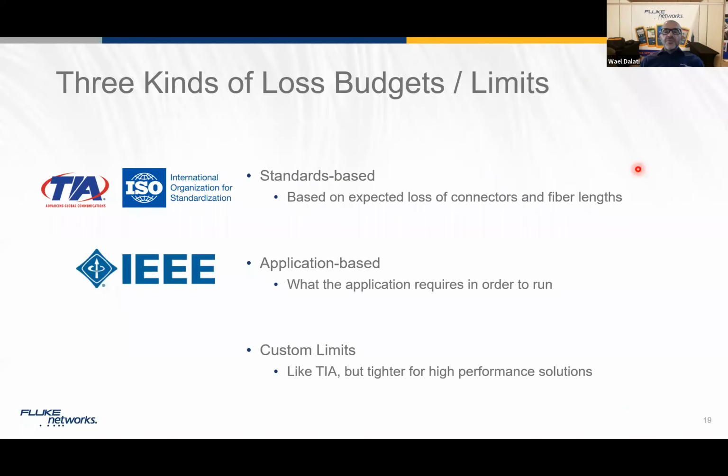So the three types of limits that we observe in the market today are the international standards, which are the TIA or ISO limits, working on the number of connectors and the fiber length, while the IEEE, which is an application standard, focuses more on what I need to run the application: how many dB do I need to run my application? And the last one is the custom limit, as we said in the previous slide, a mix and match between both. We need to define what it takes to make that system work in between the cabling standard and the application standard.